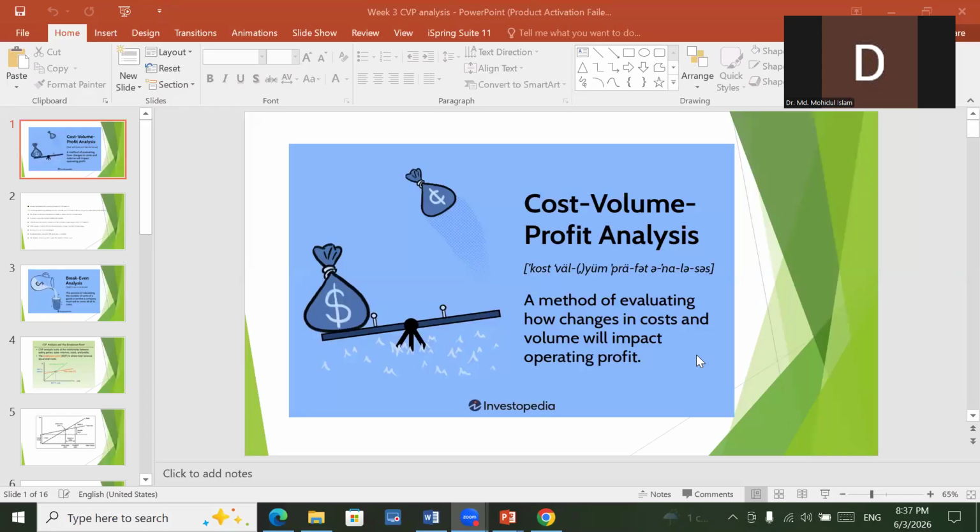So, how much cost or how much sell gives the profit. Sales increase, profit increase. Sales increase and cost decrease, profit will increase. So there is a relationship. This relationship is called cost volume profit analysis.